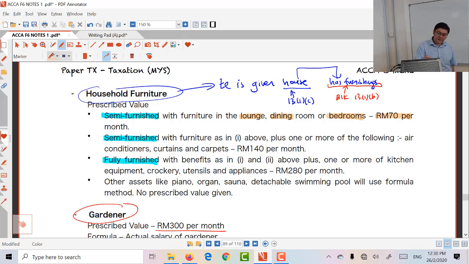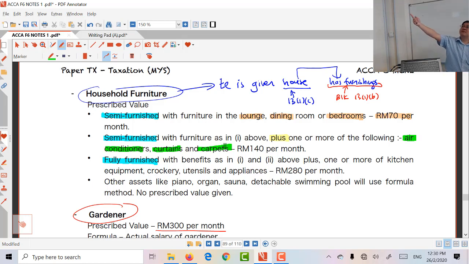Now, if you have what we just said, plus aircon, curtain, or carpet, any one of these. Say one of the windows you go in got one curtain. Then you suddenly have to be taxed an additional 70 ringgit a month. So you better tell the boss, take away the curtain. Honestly, if you just see one window like that, got one curtain, just because of one piece of thing like that, you'll be taxed an extra 70 a month, which is 840 a year.